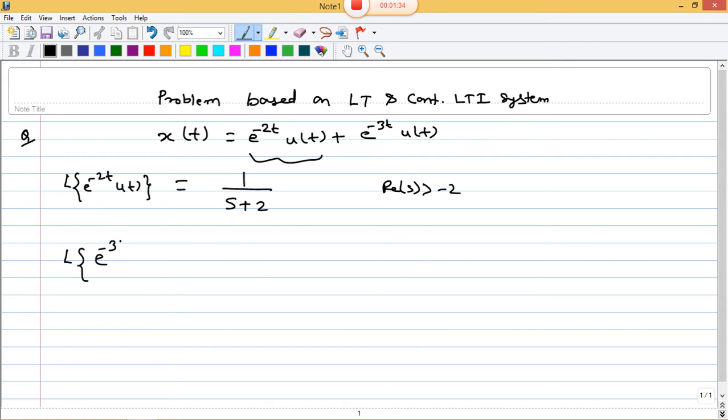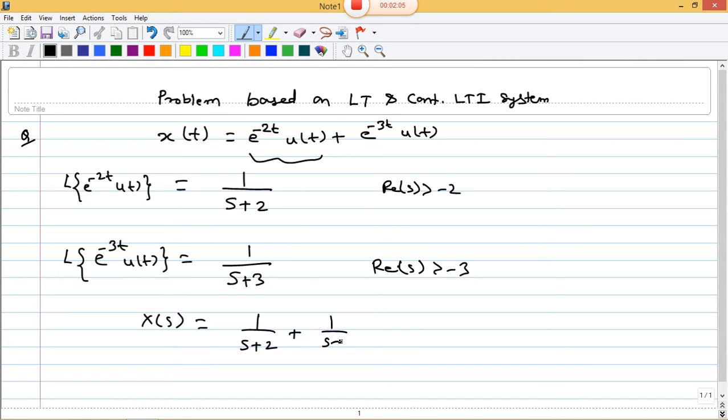Now, e to the power minus 3t u(t) is 1 by s plus 3. So what will be the ROC here? Greater than minus 3. Up to here all things are clear. Is it okay? Now, what will be the Laplace transform of x(t)? X(s) is 1 by s plus 2 plus 1 by s plus 3.